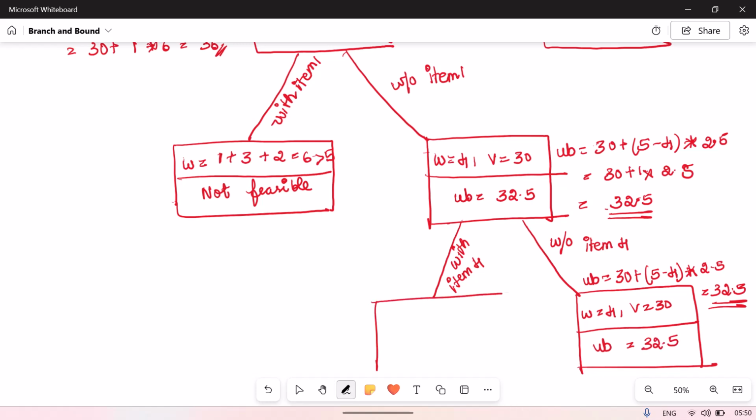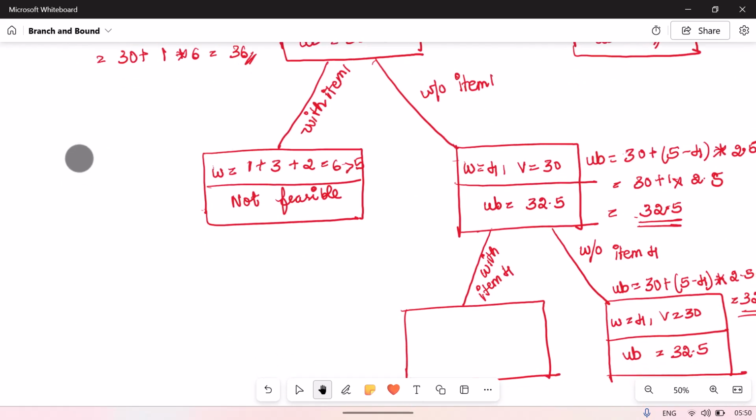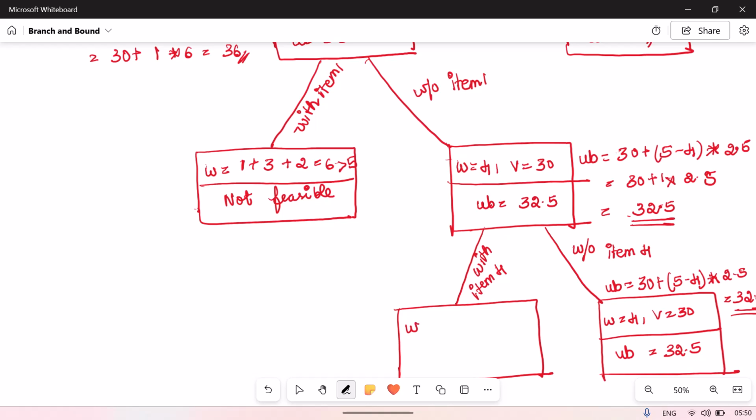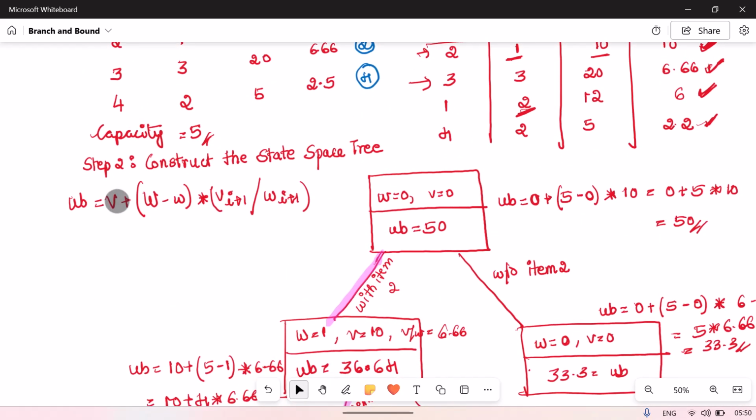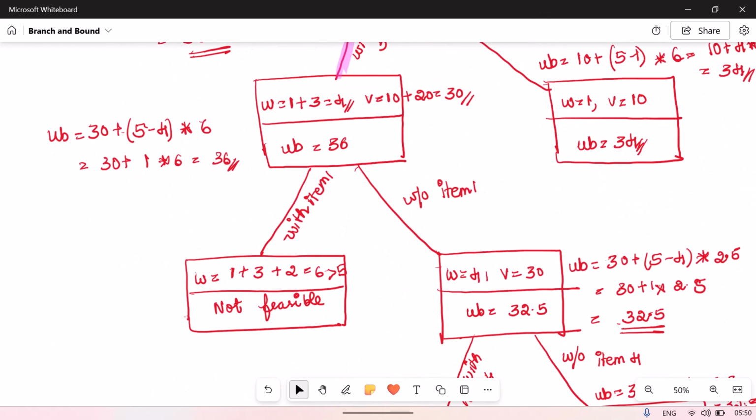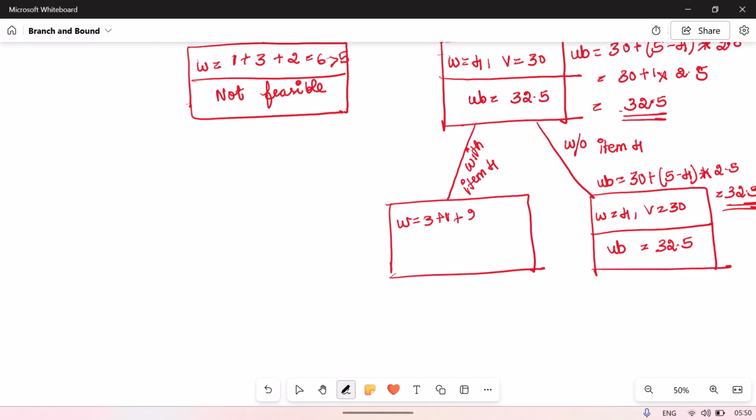Whereas on the other side, item 2 and 3 are already in the bag. So 3 plus 1. For item 4, what is the weight? For item 4, it is 2 and 5, right? So that weight also should be included. So this also becomes 2. So it is 6, which is greater than 5. So this is also not a feasible option. So you'll consider this to be the answer.